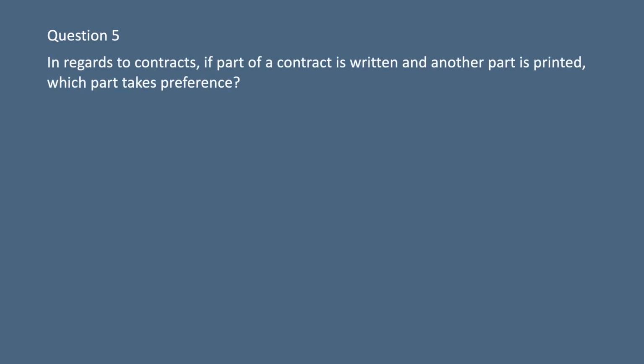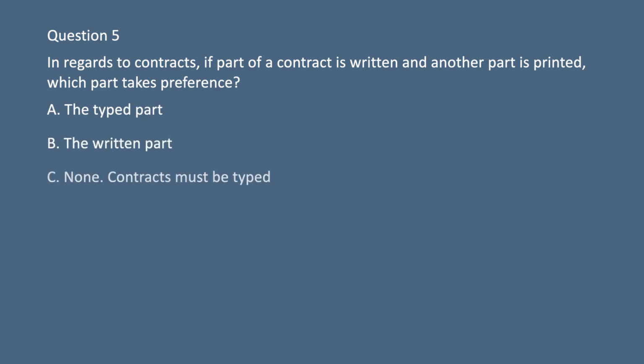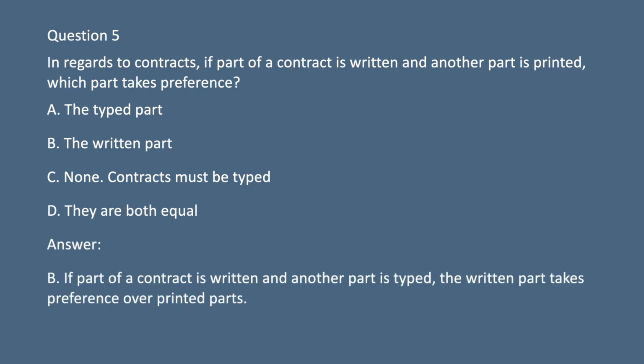Question 5. In regards to contracts, if part of a contract is written and another part is printed, which part takes preference? A. The typed part. B. The written part. C. None. Contracts must be typed. D. They are both equal. Answer. B. If part of a contract is written and another part is typed, the written part takes preference over printed parts.